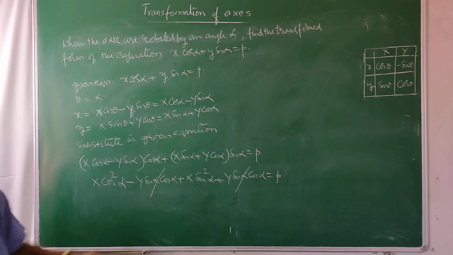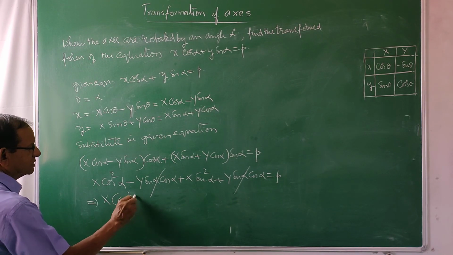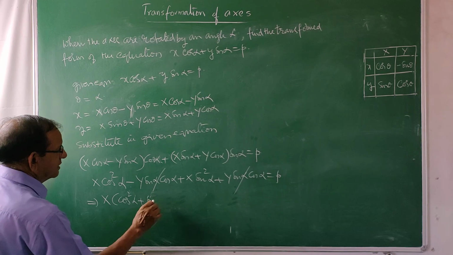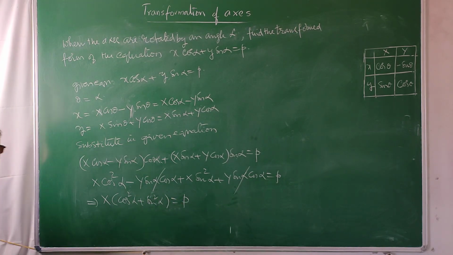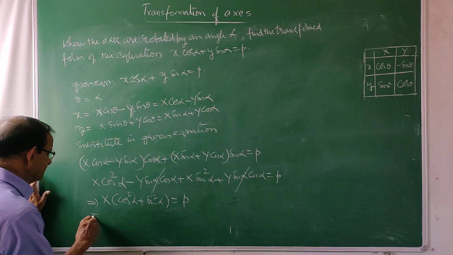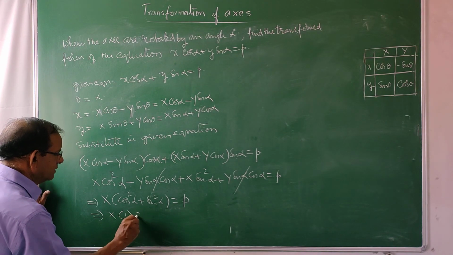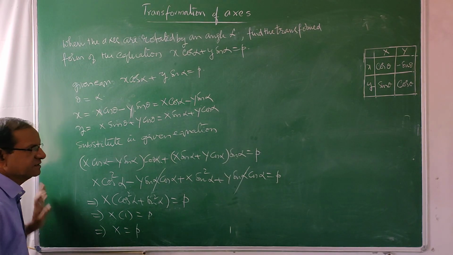Take X common, implies X into (cos² alpha plus sin² alpha) equal to P. But we know that cos² alpha plus sin² alpha is 1. So this is X into 1 is equal to P. That implies X is equal to P. This is the transformed equation.